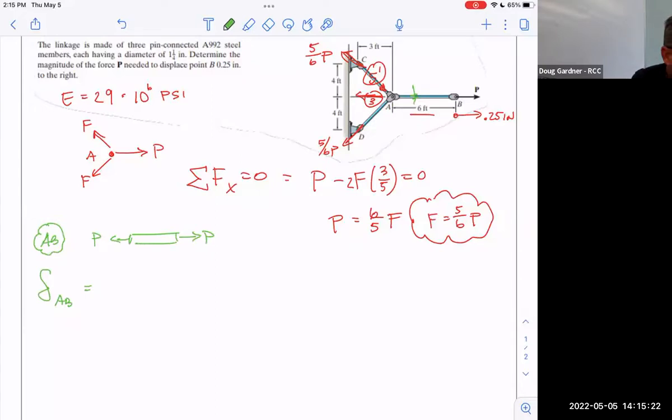So I'll rewrite the formula up here. Sigma is N times L over A times E. So my normal force is P. My length is 6 feet. Let's see, feet. I'm thinking this probably should be inches. Divided by the area. This time I've got 1 1/4 for a diameter. I can't really cut that in half in my head very well, so I don't trust myself. I'm going to use the diameter version.